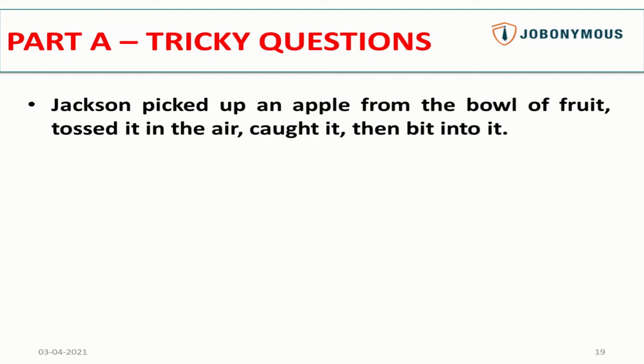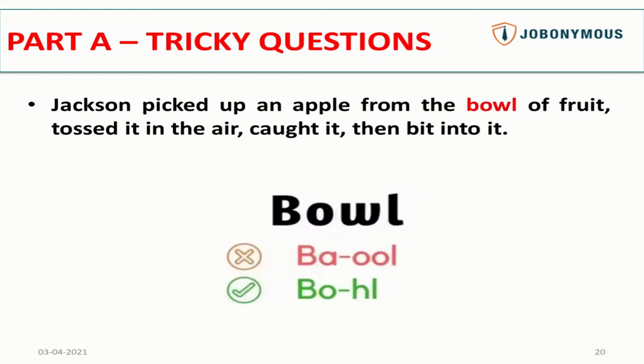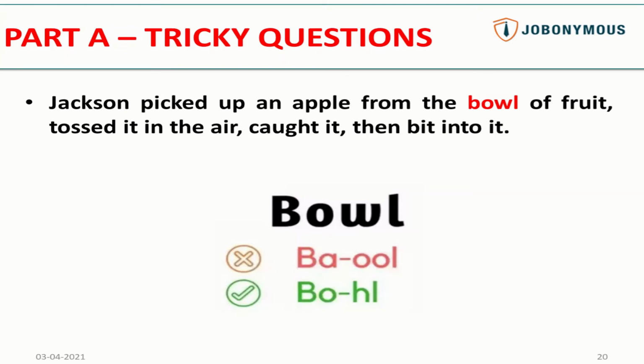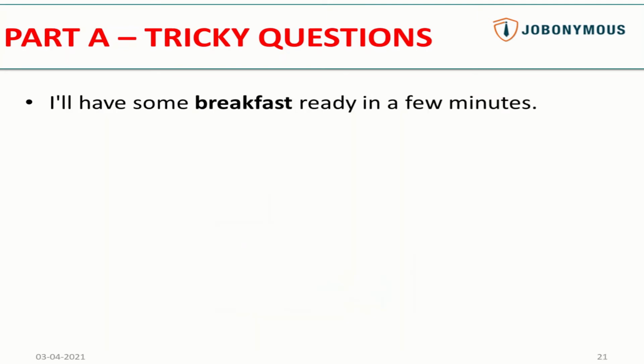So Jackson picked up an apple from the bowl of fruit, tossed it in the air, caught it, then bit into it. So here the word is bowl. So you should spell it like BOHL, bowl. Jackson picked up an apple from the bowl of fruit, tossed it in the air, caught it, then bit into it. It is not bowl. So moving on to the next one, please read.